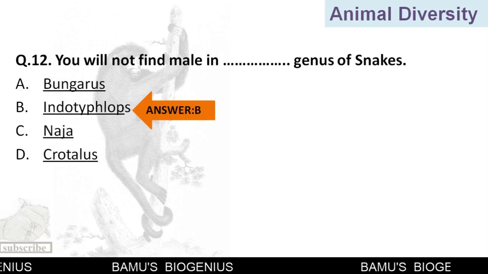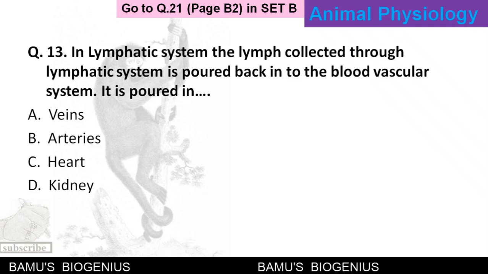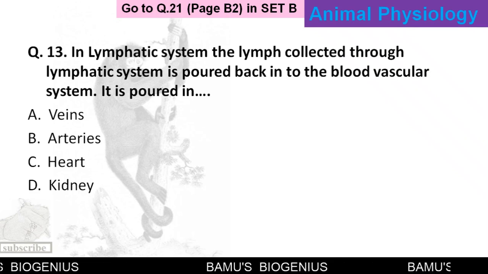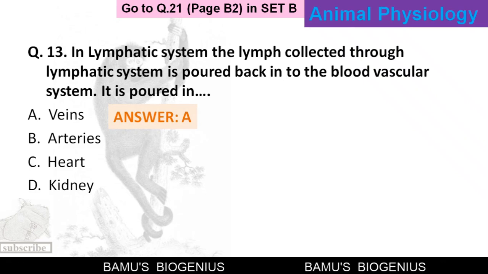Then question number 13. This is question number 21 of set B. So question number 13 is, in lymphatic system, the lymph collected through lymphatic system is poured back into the blood vascular system. It is poured in veins, arteries, heart, kidney. The answer is A, veins.